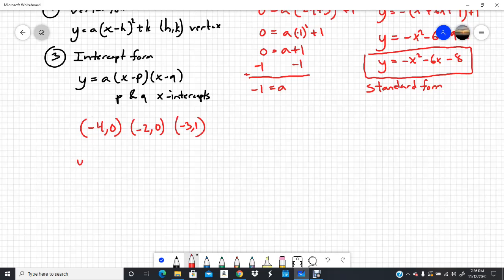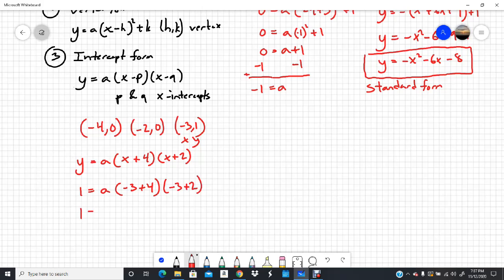So when we plug them into the intercept form, this would be y equals a(x plus 4), because the intercept is -4, and (x plus 2). And then we're going to replace the x and y with this x and y. So this would be 1 equals a(-3 plus 4)(-3 plus 2). We're calculating the a from this. That would be 1 times -1, so 1 equals -a, divided by -1, and a equals -1. Now we have the a.